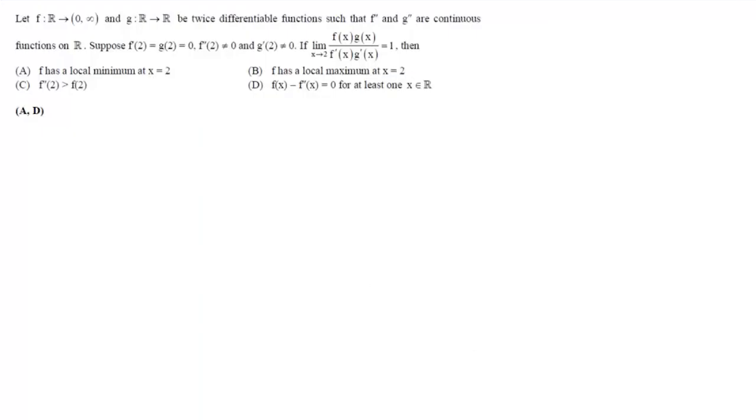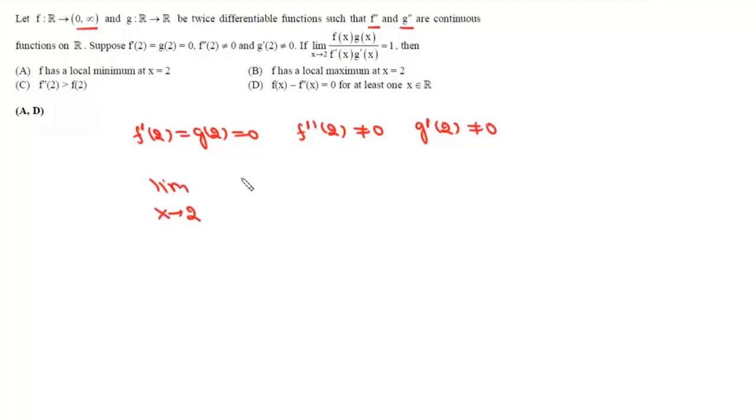Now the question is, a function f is defined from R to 0 to infinity, and g(x) be twice differentiable functions such that f double dash and g double dash are continuous functions on R. That is given that suppose f dash 2 equals g 2 equals 0 and f double dash 2 is unequal to 0 and g dash 2 is also unequal to 0, we need to find this limit, which is limit x tends to 2 f(x) into g(x) upon f dash x into g dash x, and it is equal to 1.